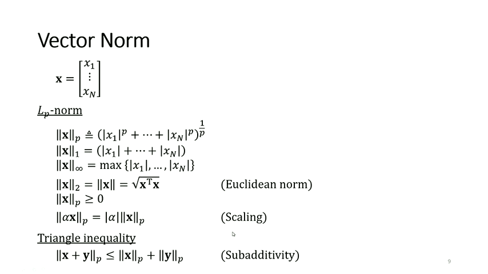Triangle inequality. The sum of two vectors, the LP norm will be less than or equal to the LP norm of x plus the LP norm of y.